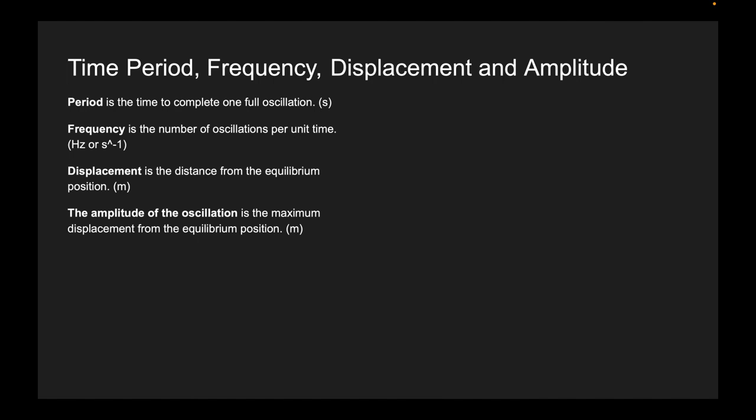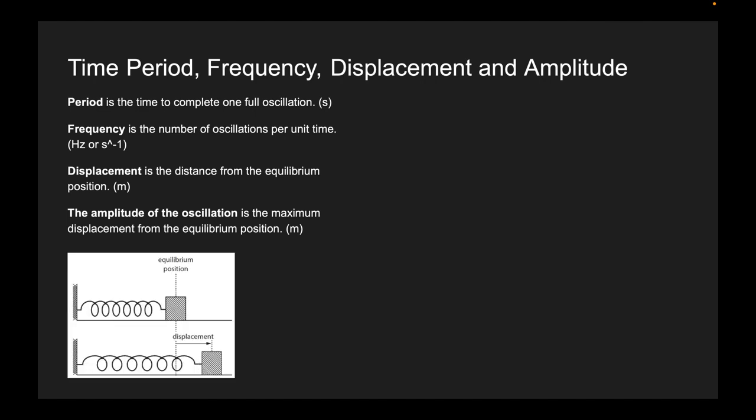In this unit, we will use 4 different terms. Period is the time to complete one full oscillation. It's measured in seconds. Frequency is the number of oscillations per unit time, measured in hertz or seconds to the power of -1. Displacement is the distance from the equilibrium position, and the amplitude of the oscillation is the maximum displacement from the equilibrium position. Displacement and amplitude are measured in meters. As depicted in the diagram below, the amplitude or the maximum displacement of this simple harmonic motion is here.